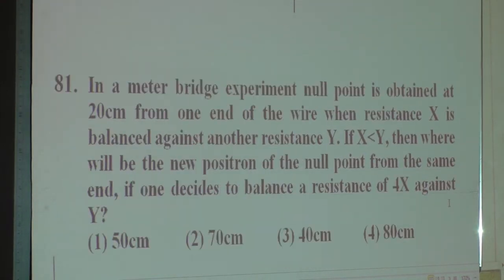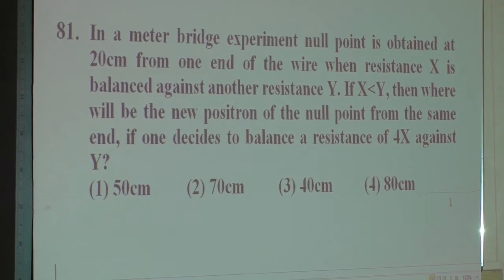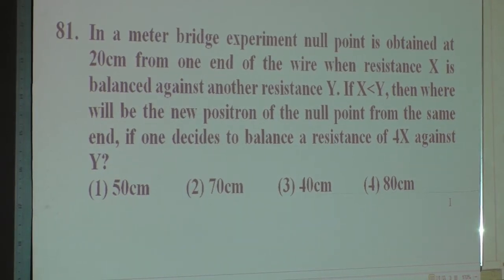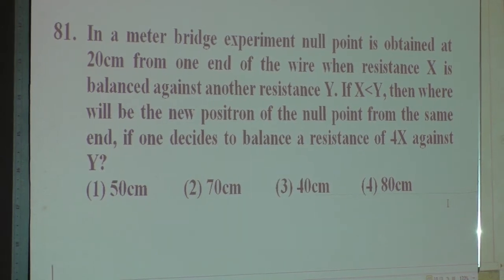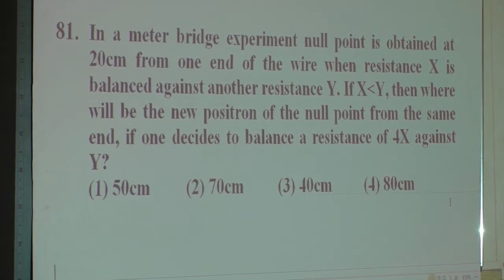In a meter bridge experiment, null point is obtained at 20 cm from one end of the wire when resistance X is balanced against another Y. X is less than Y, they have given. But this data, X is less than Y, is a very foolish data, because we are brilliant now. You know that the balance length is 20, so definitely X is balanced again. They have not told where X is connected and where Y is connected. Okay, let it be. Since 20 cm is the balancing length from the left hand side, X should be on the left hand side. X is less than Y.